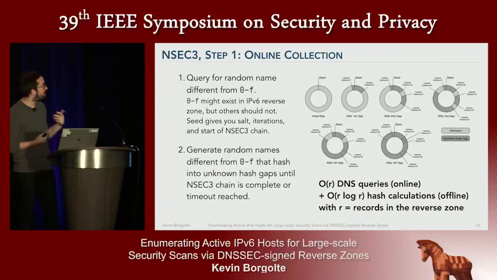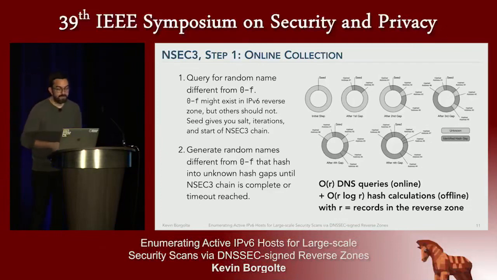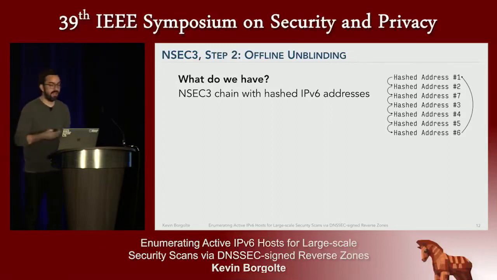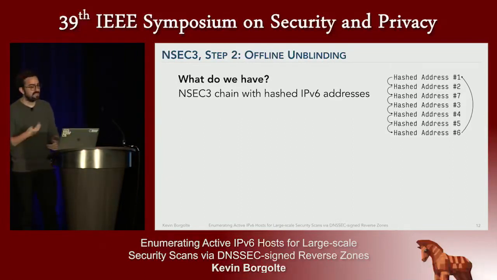So we actually only need to generate as many DNS queries as there are records in the zone. And the record in the IPv6 reverse zone is either a network, a delegation, or an address itself. So at this point, what we have collected is basically a chain of addresses. If we take the example from before, which is also in the paper, we have, for example, hashed address 1 pointing to hashed address 2, pointing to hashed address 7, to 3, to 4, to 5, to 6.